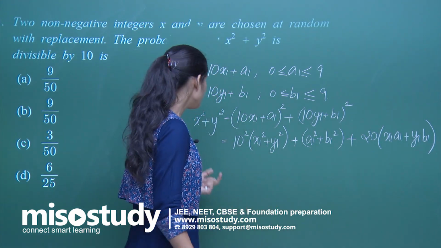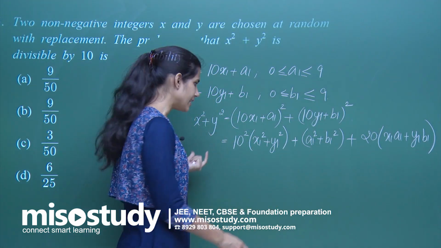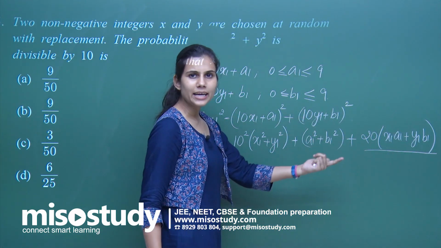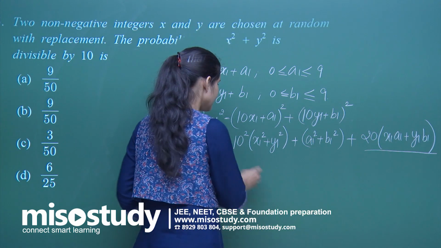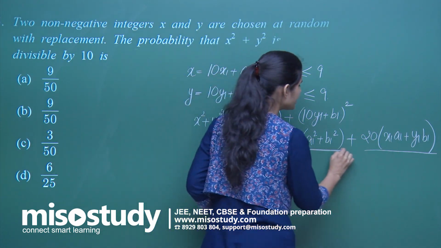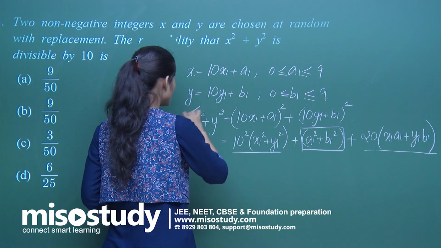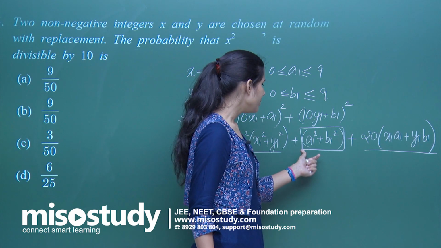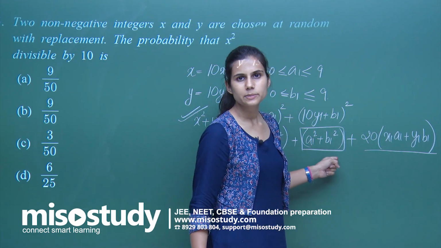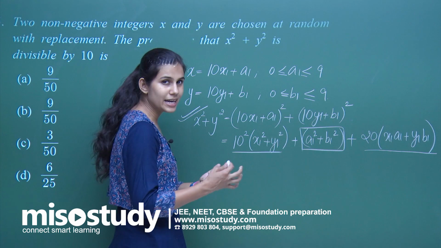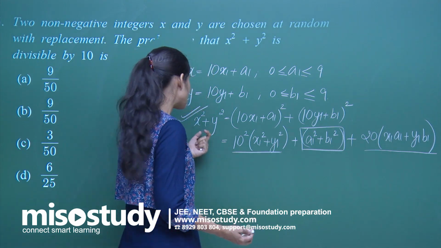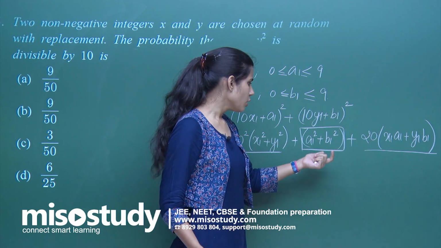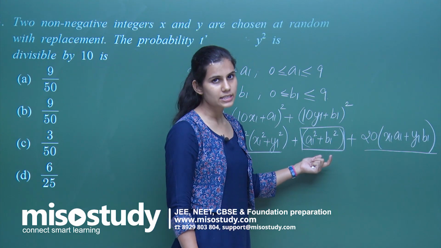Now understand, I want x square plus y square to be divisible by 10. x square plus y square is this. This term is divisible by 10. It's 20 times something, or 10 into 2 times something. This term is divisible by 10. Only if this term will be divisible by 10 will x square plus y square be divisible by 10, right? So, what is the probability that a1 square plus b1 square is divisible by 10? Then I can say that is the same probability as x square plus y square being divisible by 10. So now our motive has shifted to: what is the probability that a1 square plus b1 square is divisible by 10?